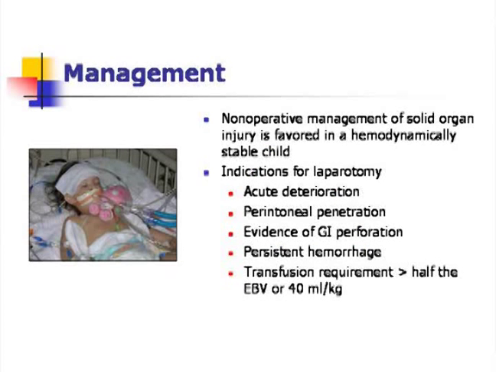And so the general indications for laparotomy are acute deterioration. In other words, you think you've got bleeding someplace that you can't control. Peritoneal penetration. In other words, it's a stab wound to the abdomen or a gunshot wound.